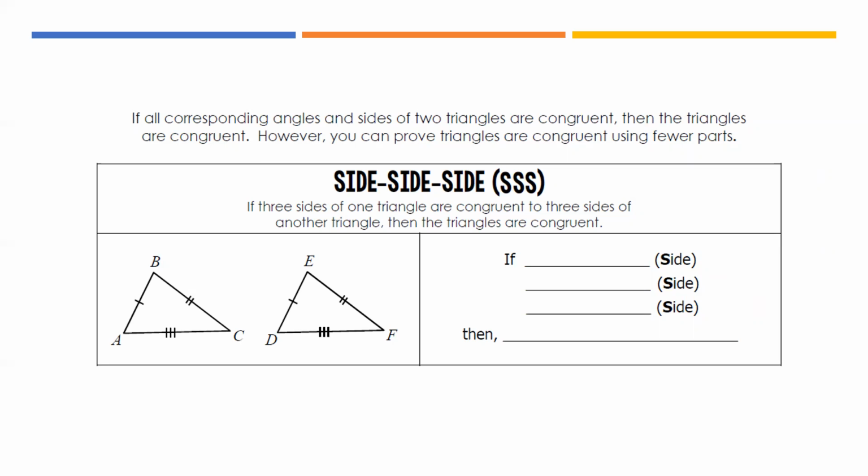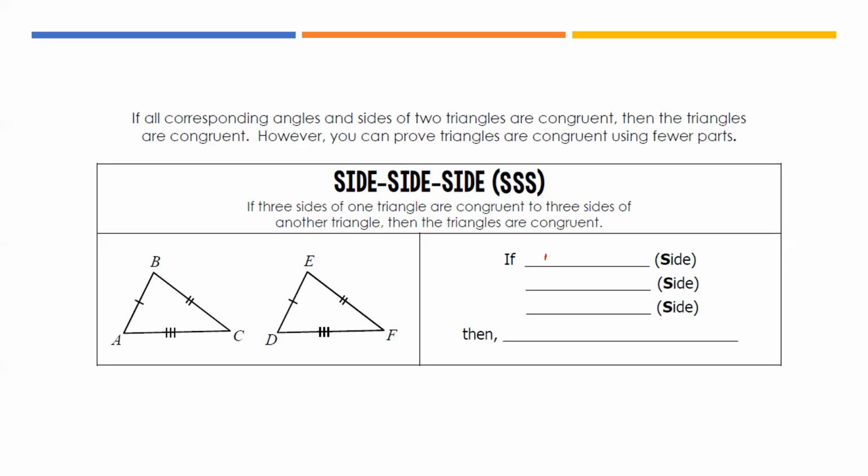The first shortcut is called the side-side-side congruency theorem. Side-side-side meaning as long as all 3 sides in your triangle are congruent to the 3 sides of another triangle, then you're allowed to immediately say that those 2 triangles are congruent.